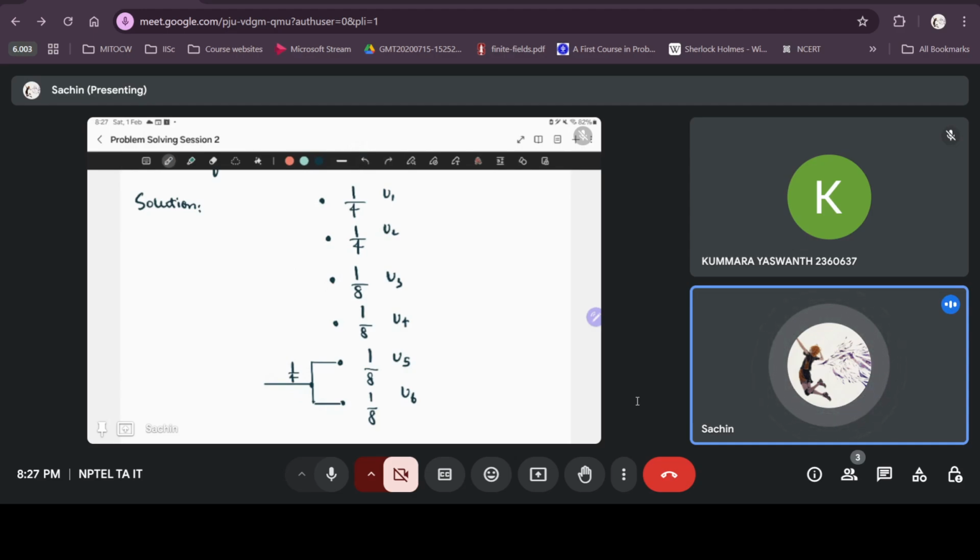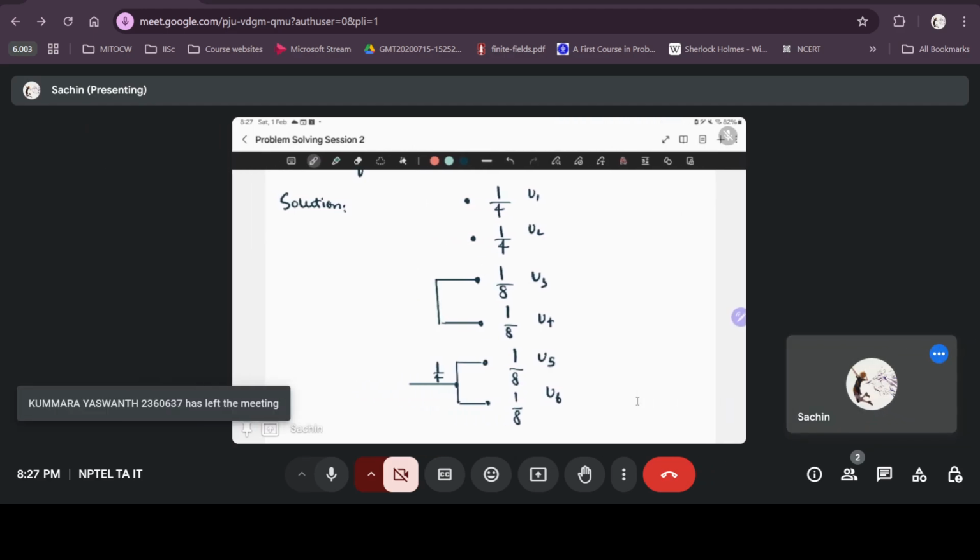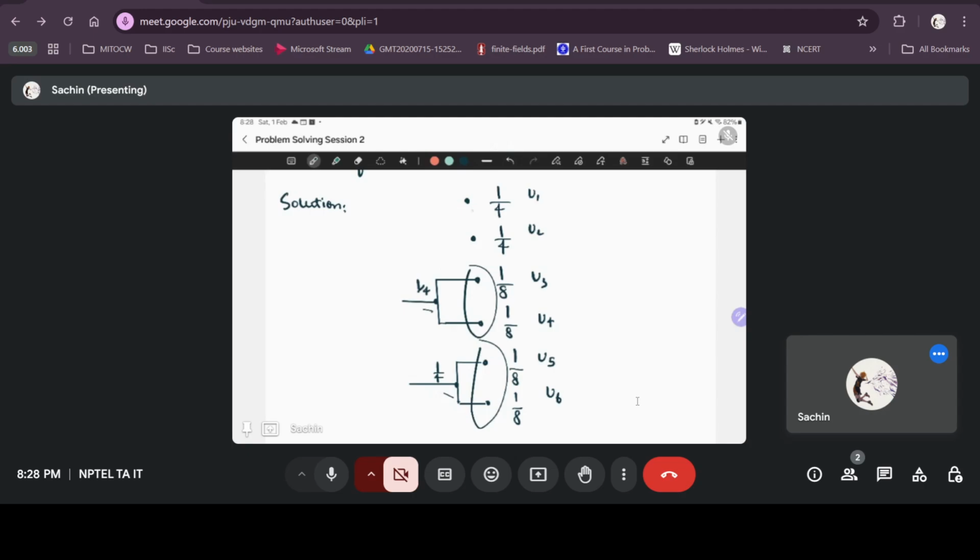Okay, now the two least likely code words are U3 and U4, which have probability 1 over 8. So join them. That node will have probability 1 over 4. Now ignore these. Consider these vertices. The lowest two probabilities among them, all of them are 1 over 4, so you can pick any two of them. I'll pick these two, and their probability is half.